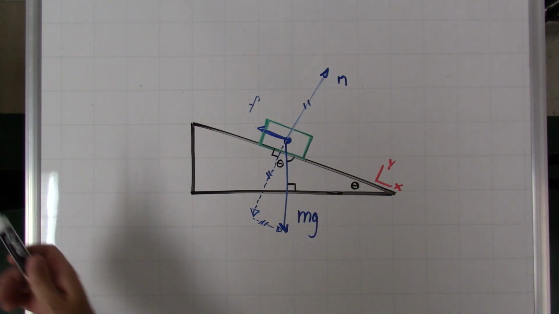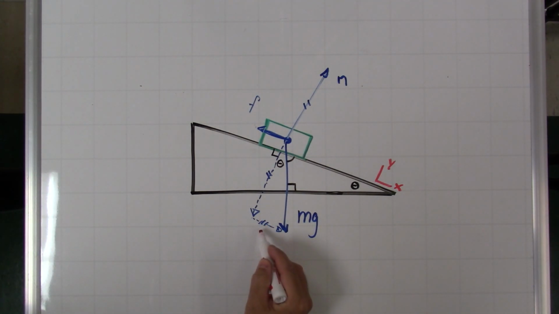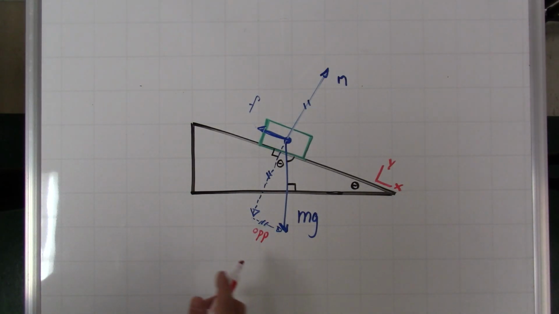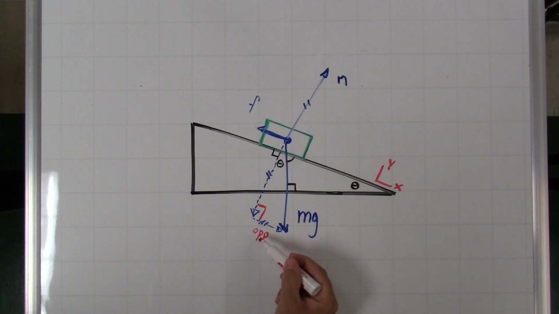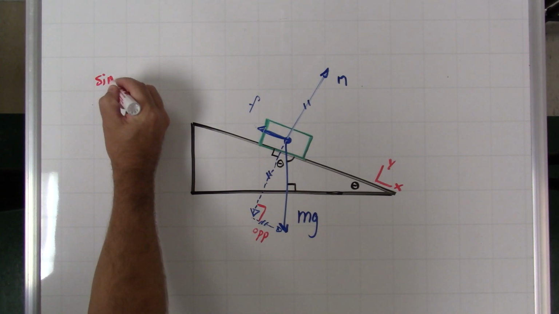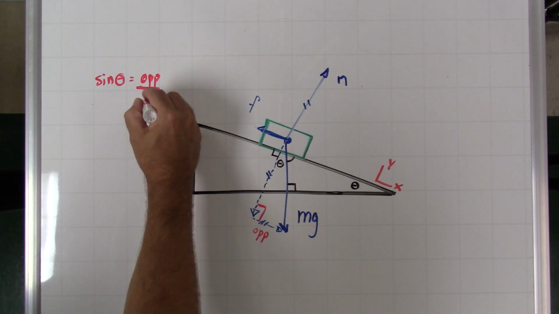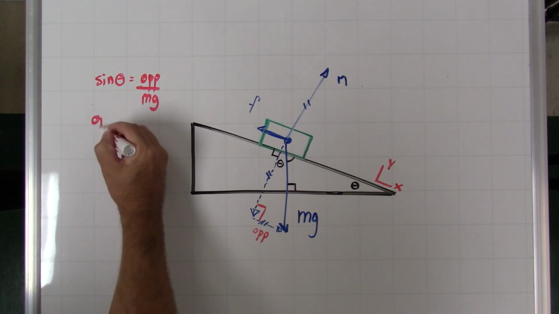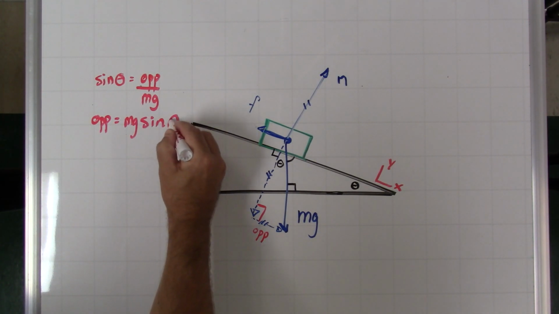So to find out what these values are, we use our basic trigonometric relationships. To find this side down here, we'll call it the opposite side. We know that the hypotenuse is mg. The relationship between the opposite side and the hypotenuse is related by the sine of the angle. Sine of the angle is equal to the opposite side divided by the hypotenuse. So the opposite side is equal to mg times the sine of the angle theta.